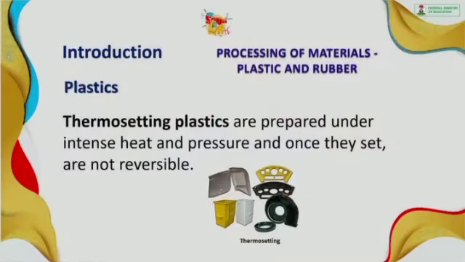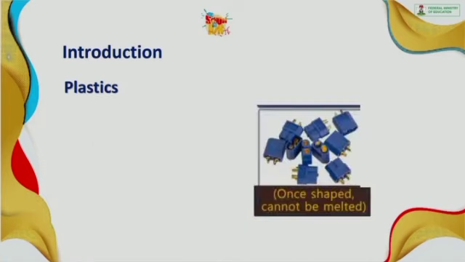Thermosetting plastics are the types that are prepared under intense heat and pressure. Once they set, they are not reversible. They cannot be made back into liquid form of plastic or into the original shape that was meant for them. So they retain their shape.